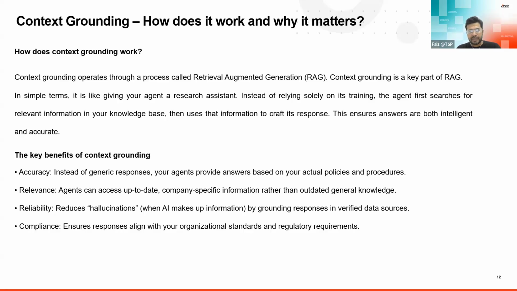rather than outdated general knowledge, right? If you don't provide the context grounding, what can the agent do? The agent has its own memory and own knowledge, so it will try to answer the questions, but it is not relevant to your organization, and then you have to build the context grounding in order to get the appropriate answer, right? Then reliability: reduce hallucinations, when AI makes up information, by grounding responses in a verified data source, right? Compliance: ensure responses align with your organization's standards, like I said, and regulatory requirements.